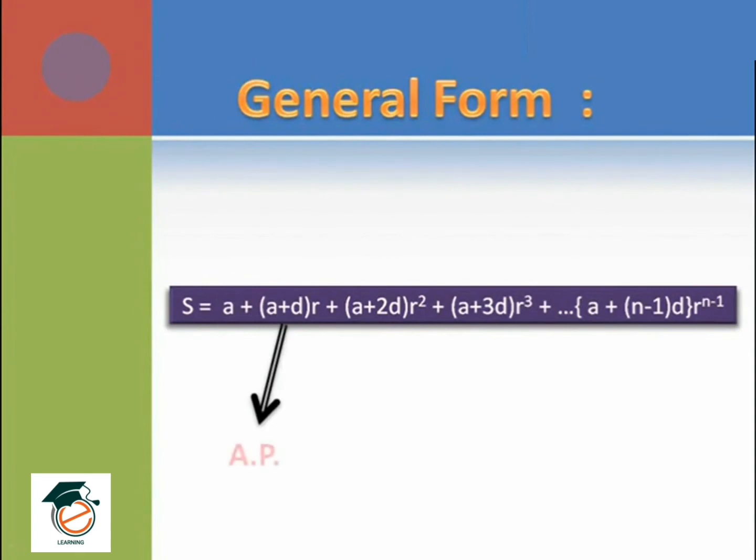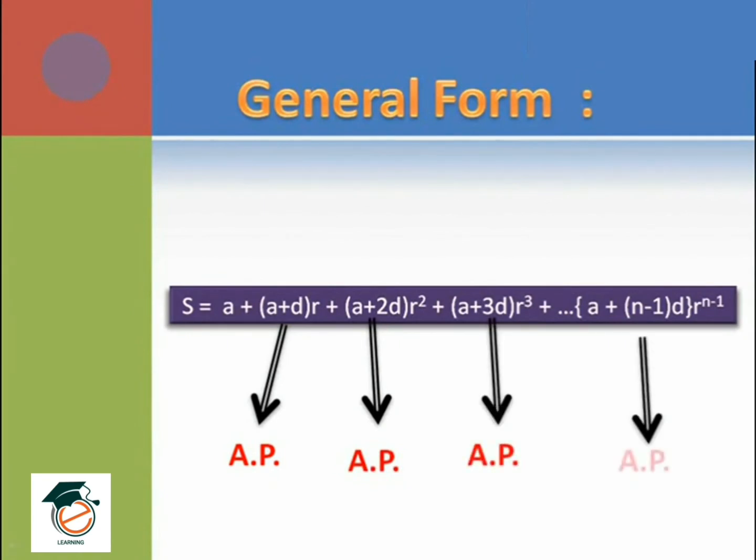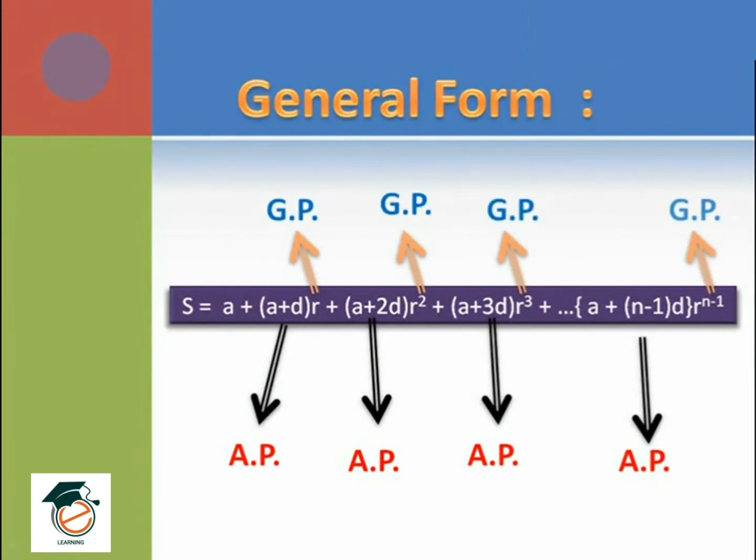Here we see that A plus D is an AP term, A plus 2D is also an AP, A plus 3D is an AP, and A plus (n minus 1) into D is an AP. These are the general forms of terms which are in AP. Similarly, R would be a GP, R square would be a GP, R cube would be a GP, R to the power of n minus 1 would be a GP. Each term is the multiplication of an AP and a GP.